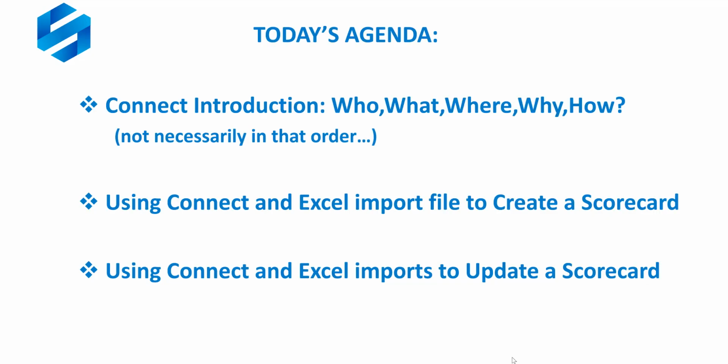Looking at today's agenda, it's a fairly simple 3-point agenda. First, we will cover a broad Connect introduction. Who, what, where, why, and how. But, folks, not necessarily in that order. Next, we'll move on to using Connect and Excel import file to create a scorecard. And last, using Connect and Excel import files to update a scorecard.